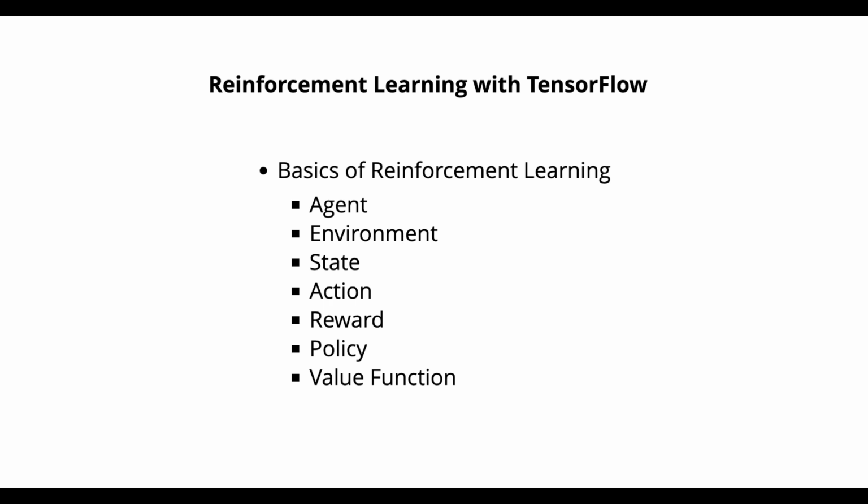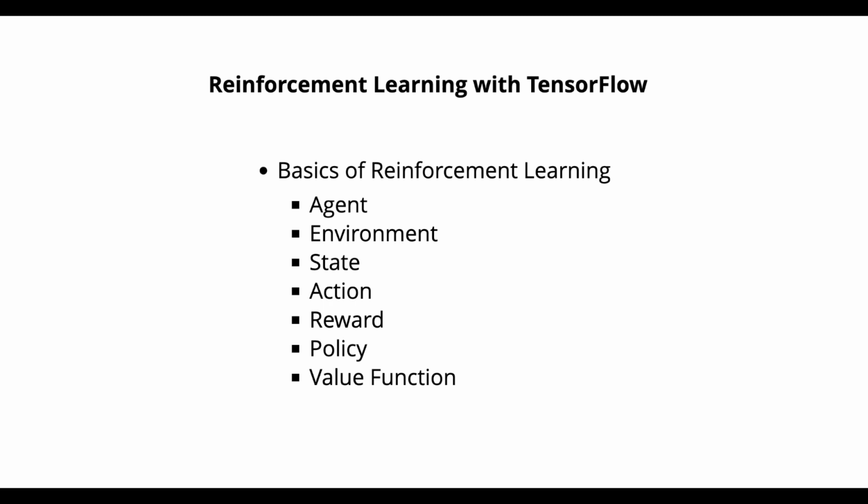So first, to understand the basics of reinforcement learning, what are the different aspects of it? First one is the agent, which is the learner or decision maker that interacts with the environment. The second, environment, is the external system or world with which the agent interacts. State, a representation of the current situation or configuration of the environment. Next is action, the decisions or choices made by the agent at each time step.